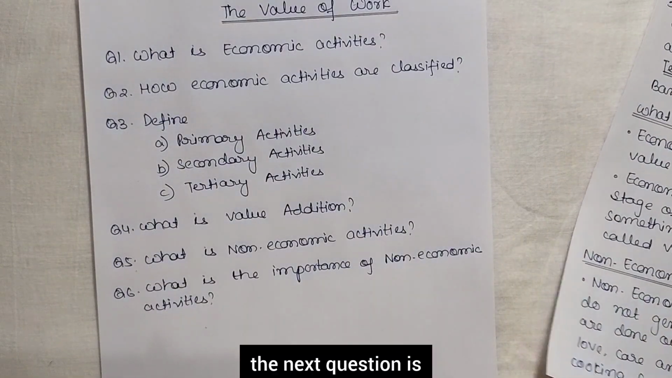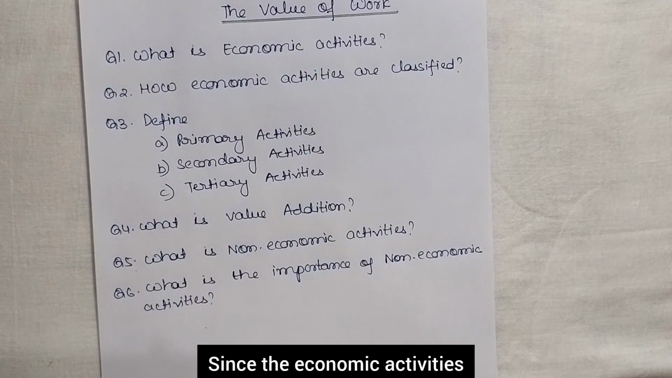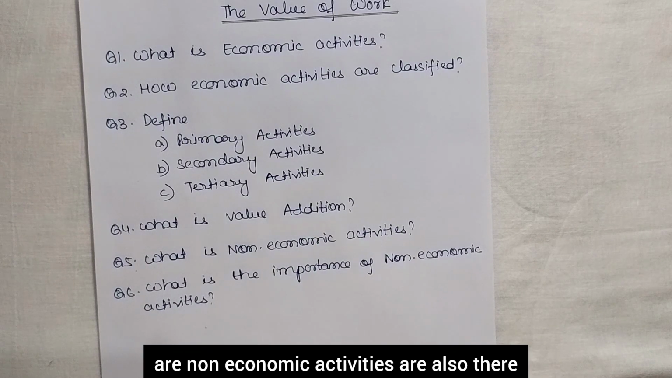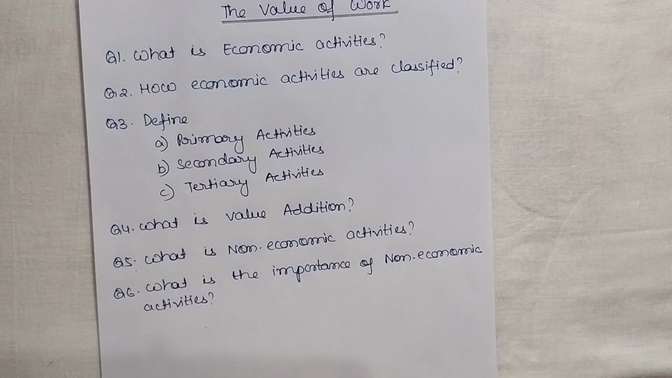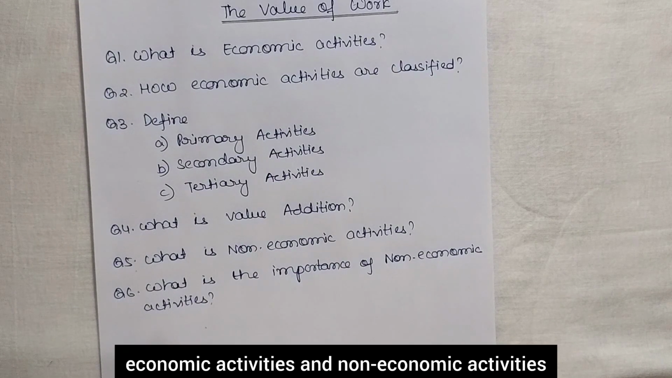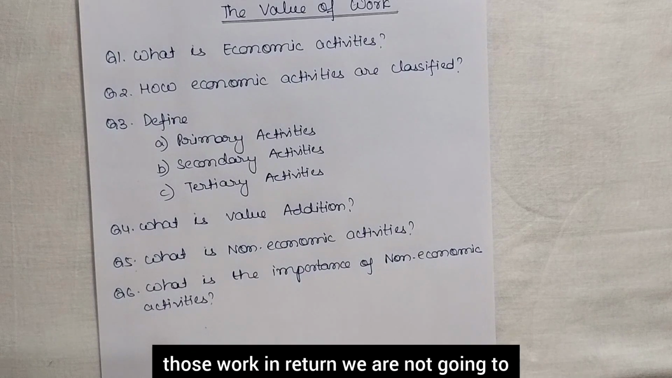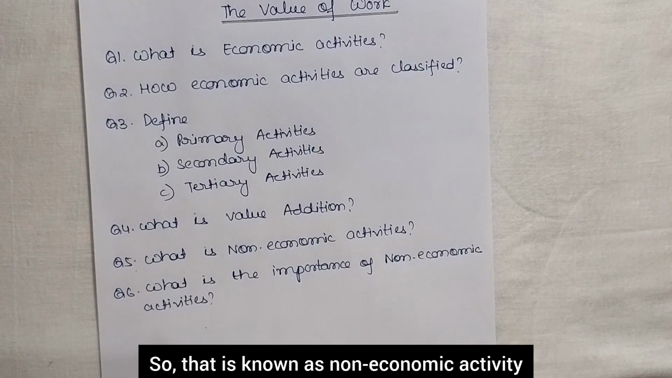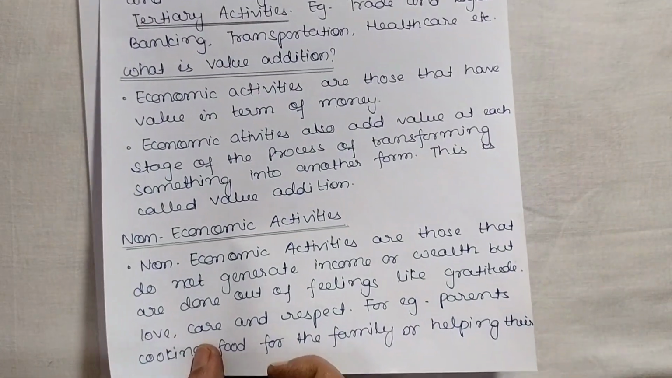Now the next question is, what are non-economic activities? There are two types of activities, that is the economic activities and non-economic activities. As the name indicates, non-economic activities are those works in return for which we are not going to get anything in terms of money. So that is known as non-economic activity.